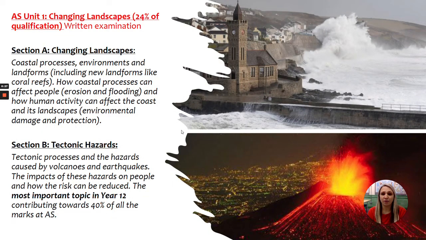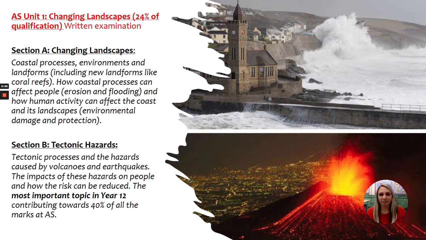So the first exam in Year 12 is Unit 1, Changing Landscapes, with 24% of the overall qualification. The first topic is coastal processes, environments and landforms, and we look at new landforms as well, like coral reefs. We look at how coastal processes can affect people, so erosion and flooding, and how human activity can also affect the coast, its landscapes and environment. So we focus on environmental damage, but also environmental protection.